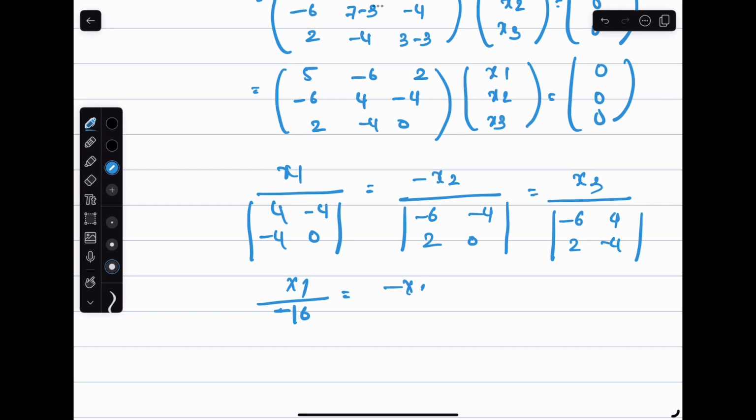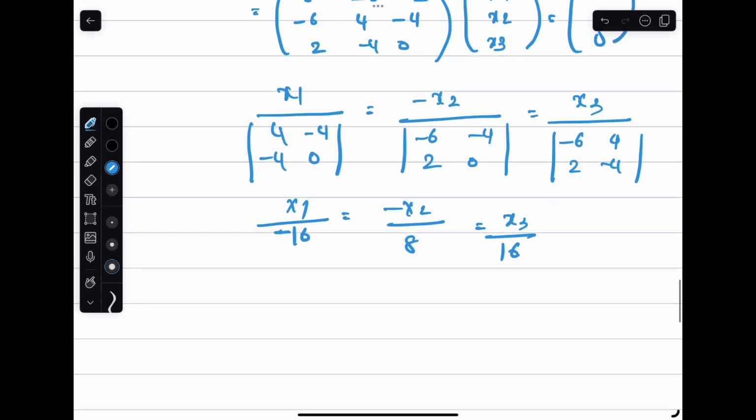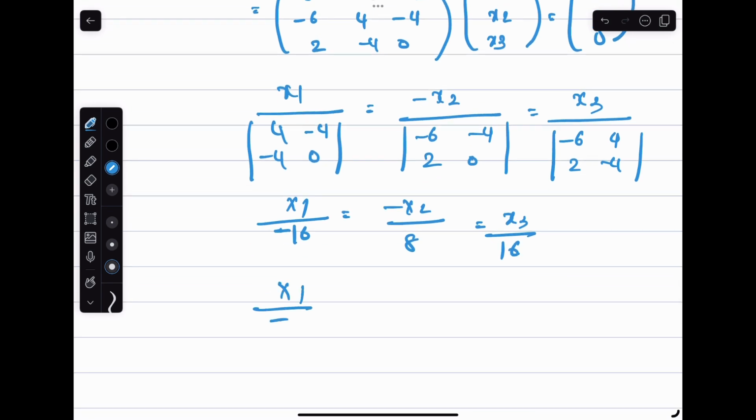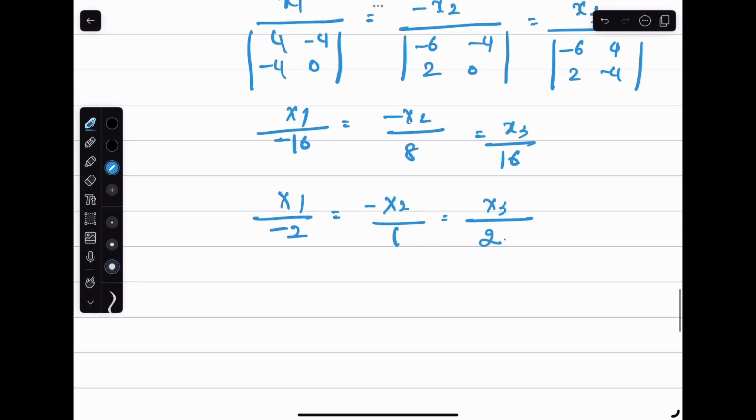Now what is the value? x1 is equal to minus 16, minus x2 is equal to 8, and x3 is what? x3 you will get 16. So when I find this I can take the common term out. So it is x1 by minus 2 is equal to minus x2 by 1 is equal to x3 divided by 2. So when lambda 2 is equal to 3, I got the eigenvector as minus 2, minus 1 and 2.